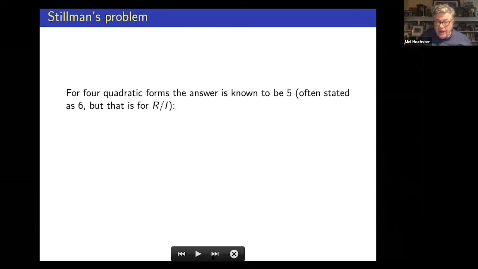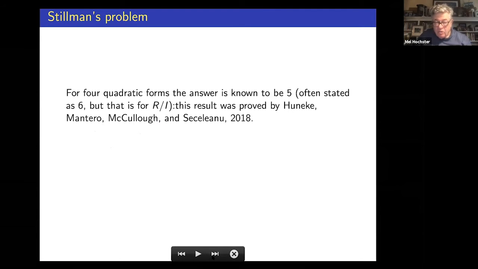So for 4 quadratic forms, but only recently, the answer is known to be 5, but it's stated as 6 because it's stated for the quotient rather than for the ideal. And this is proved by Huneke, Mantero, McCullough, and Seceleanu in 2018. The paper appeared only 2 years ago.